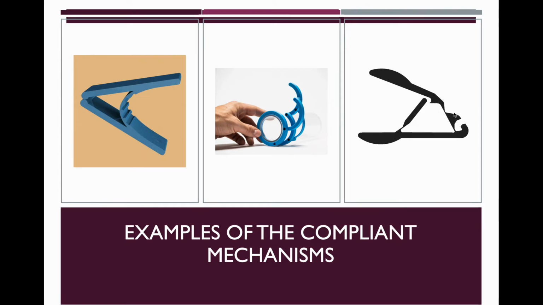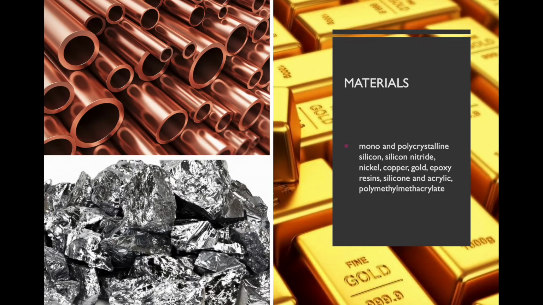For example, here there is a compliant joint which provides the structure with flexibility. Another important aspect is the materials which are used for these structures, and the most commonly used materials are mono and polycrystalline silicon, silicon nitride, nickel, copper, gold, epoxy resins, and others.